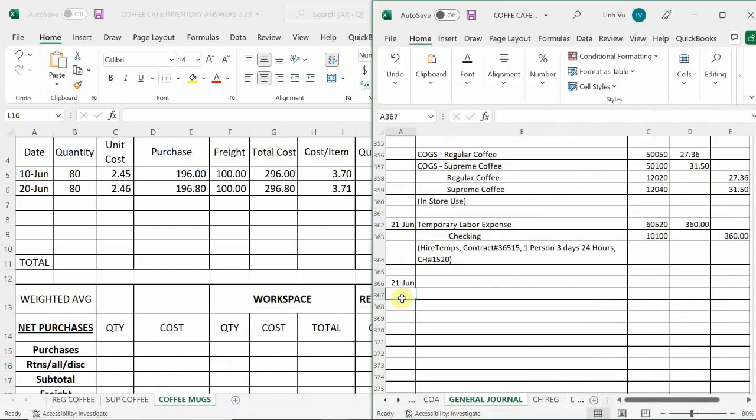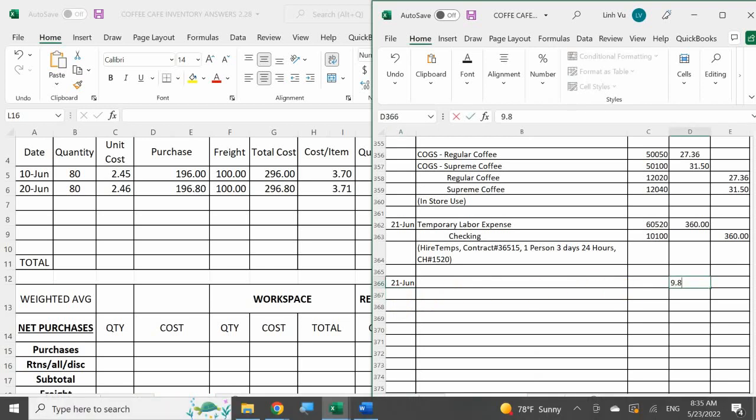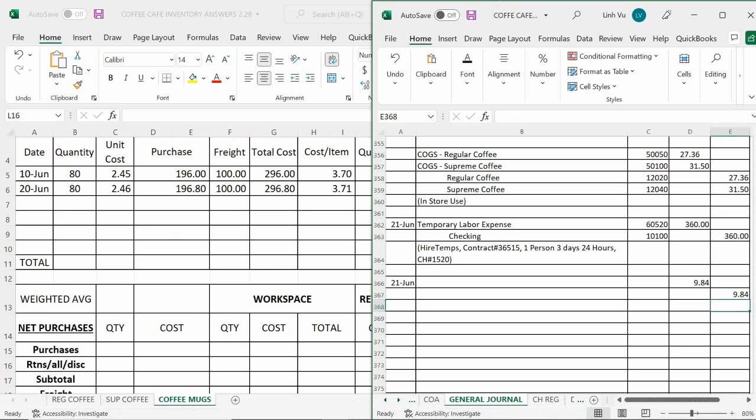Now, what account am I going to use to represent this $9.84 refund? Accounts payable, good, because we never paid for the ceramic coffee mugs. We placed it on an account. So when we're refunding it, it's going to go back to our accounts payable to lower the amount that we owe. What else?